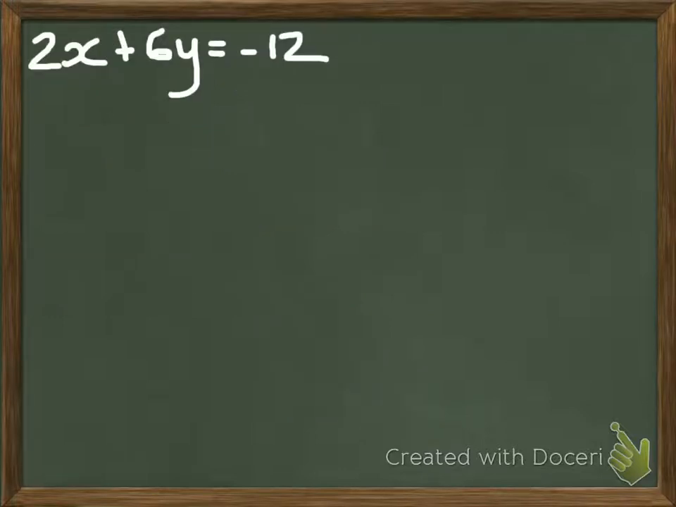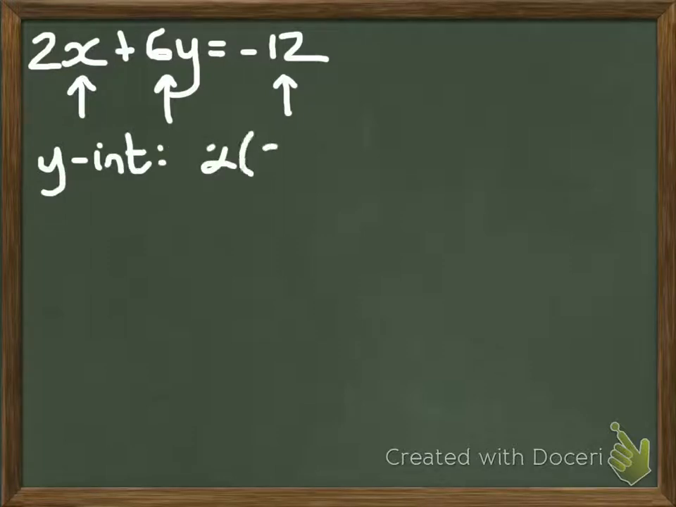Okay, so again we have a straight line graph, which we can identify by the fact that you have an x term, a y term, and a constant. The fact that we've got all three of those terms tells me that I'm going to have a different x and y intercept. In other words, it doesn't go through the origin. All right, so again we're going to find my y-intercept. How do I find my y-intercept? I make x 0. So we've got 2 times 0 plus 6y equals negative 12.